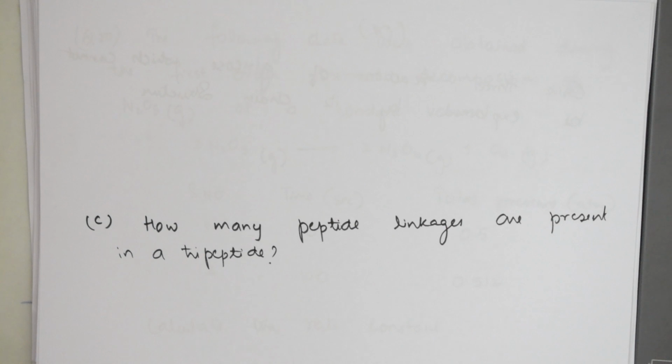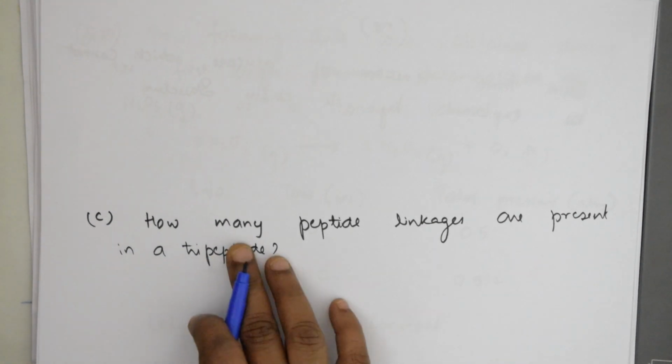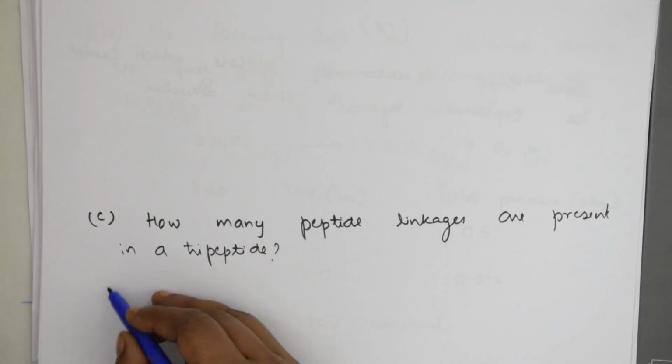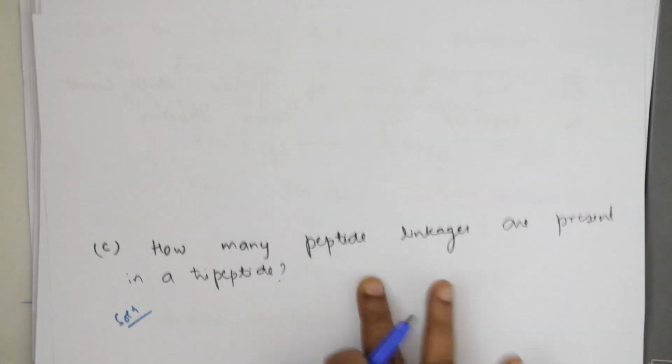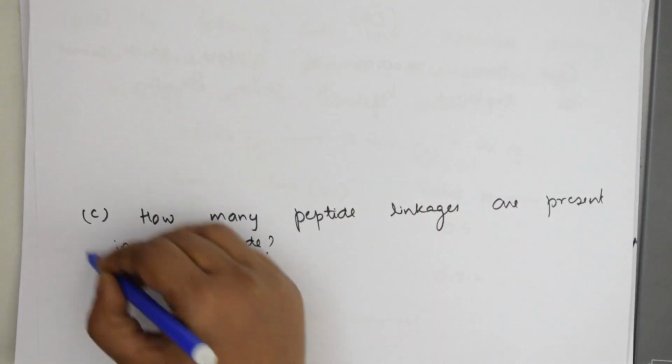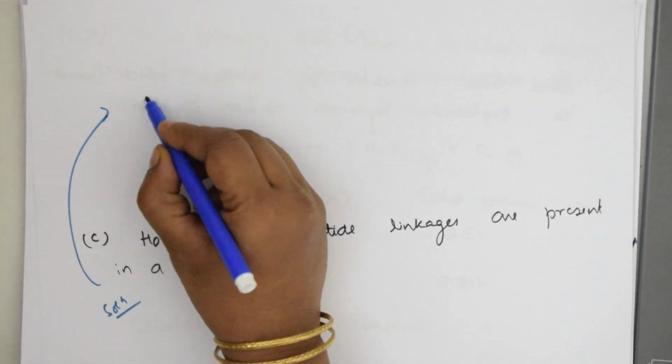Then they asked how many peptide linkages are present in a tripeptide. It's a direct answer. Basically, when I have to speak about peptide linkages, I don't have place here, so I'll write the answer for the solution part here.